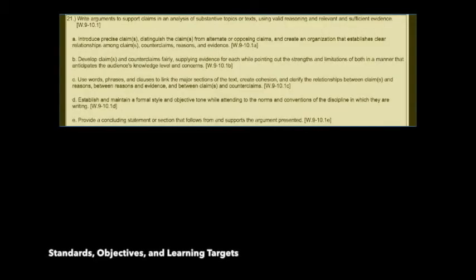I think many teachers understand the inefficacy of putting complex, carefully crafted, sometimes paragraph-length standards as a day's focus on the board. For example, consider the following standards. In 10th grade, Writing Standard 10.1 states, write arguments to support claims in an analysis of substantive topics or texts, using valid reasoning and relevant and sufficient evidence. And it has subpoints, A, B, C, D, and E.